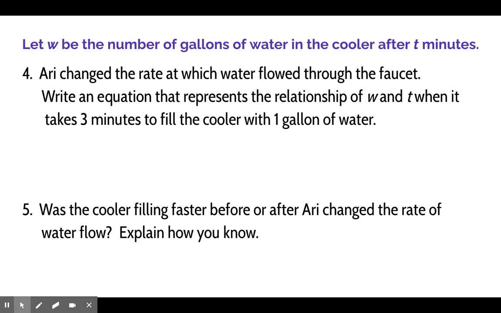All right. So there were two options for equations. If I wanted to start with time, we can say T equals 3W, because it would take 3 minutes for however many gallons of water, which represents W. Or you could have done the reciprocal and gotten W equals 1/3 T. So T equals 3W or W equals 1/3 T.